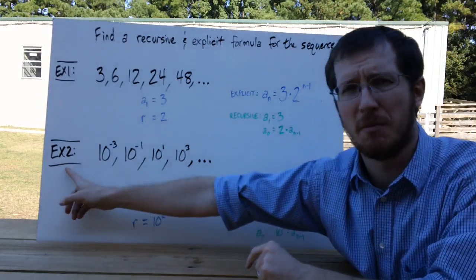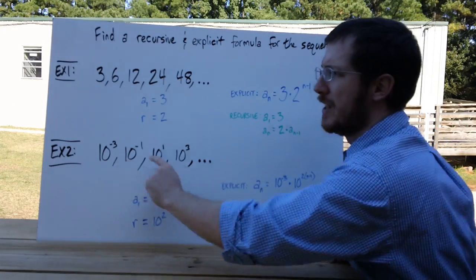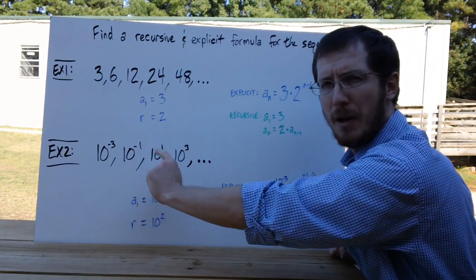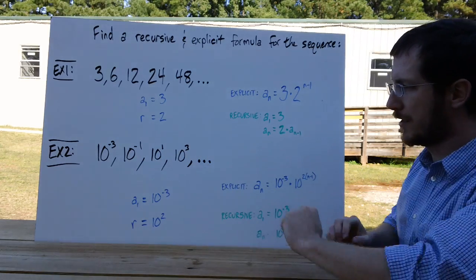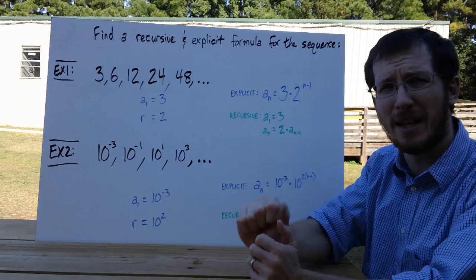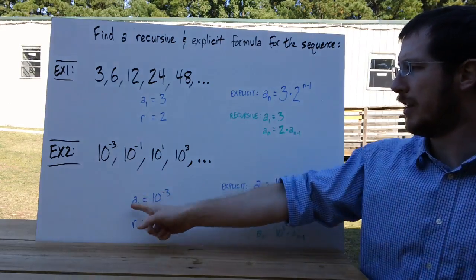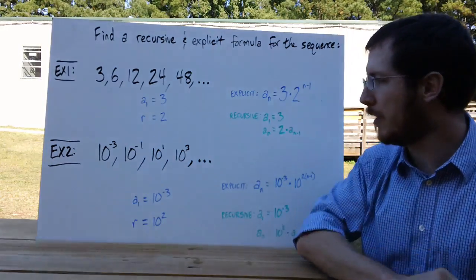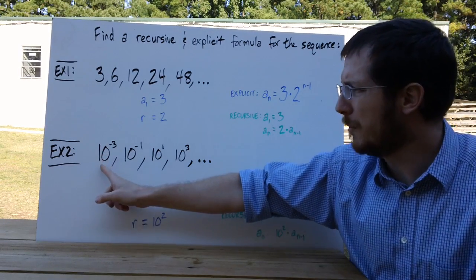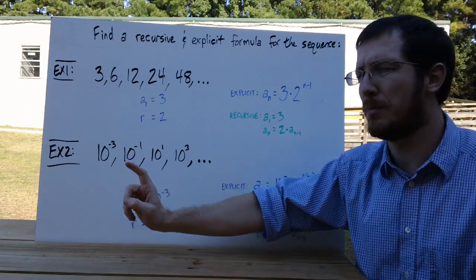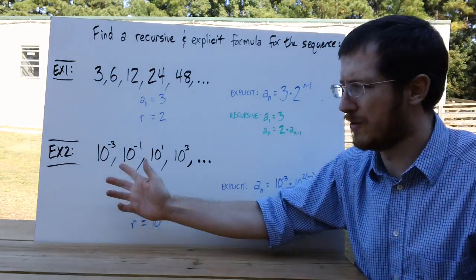All right, our second example, example number 2, we're given a different list. We've got 10 to the negative 3rd power, 10 to the negative 1st power, 10 to the 1st, 10 to the 3rd, and so on. So again, identify your initial term. Initial term is 10 to the negative 3rd power. Our common ratio, to go from here to here, we can multiply by 10 squared, or 100.